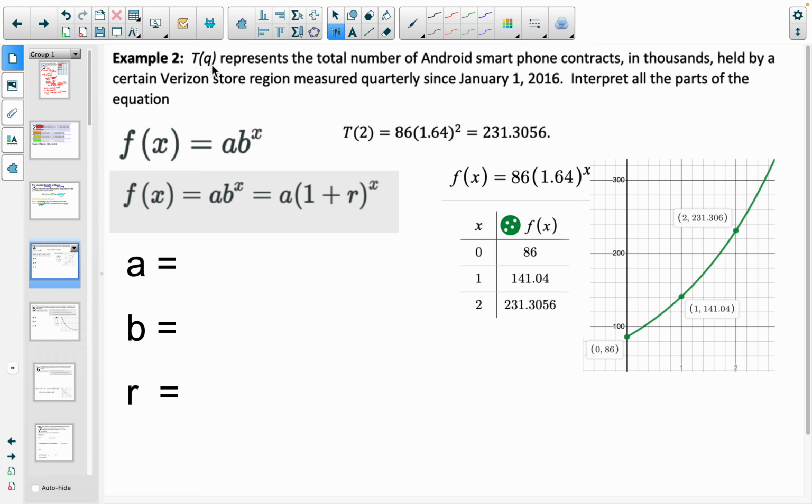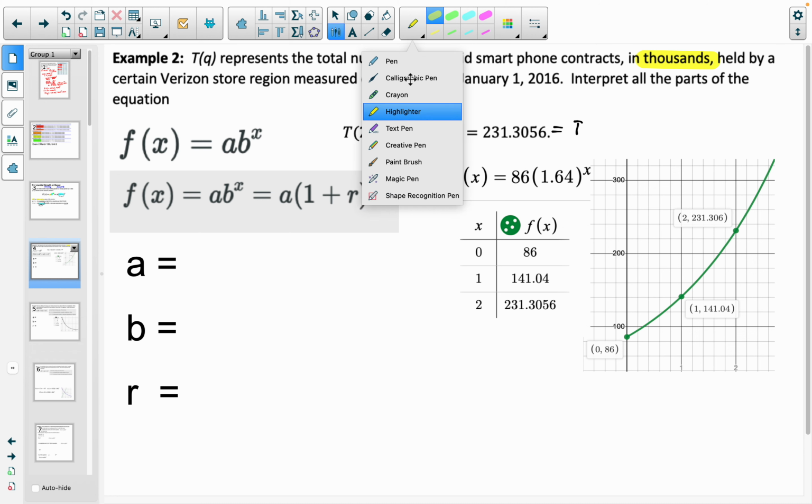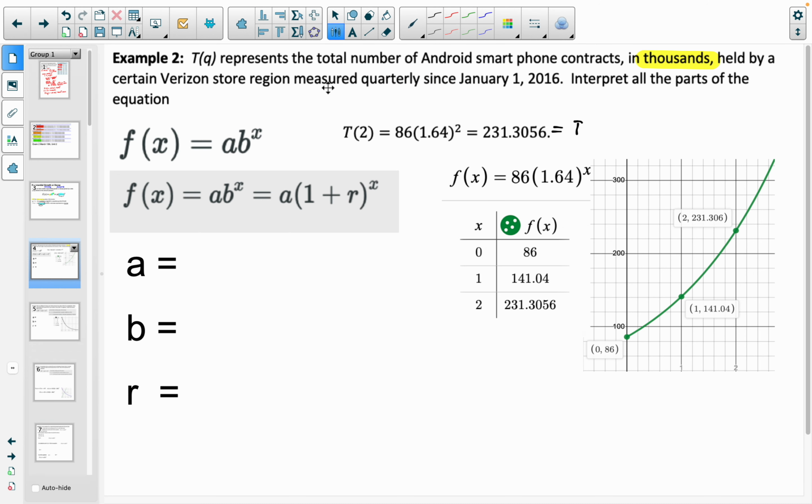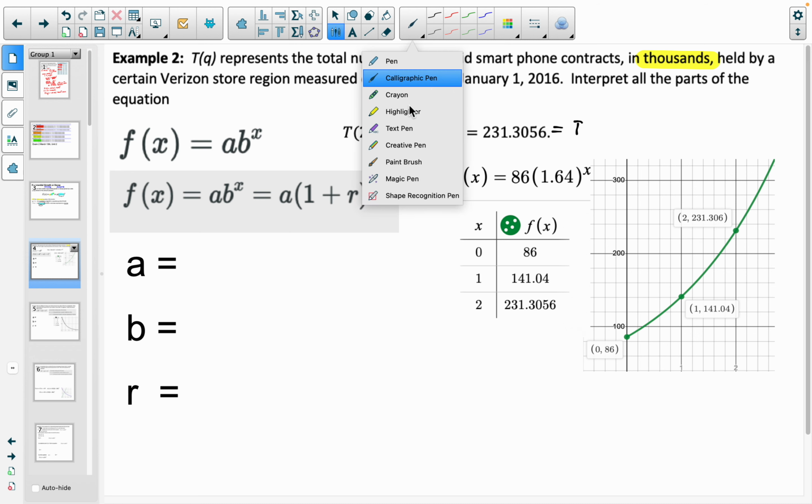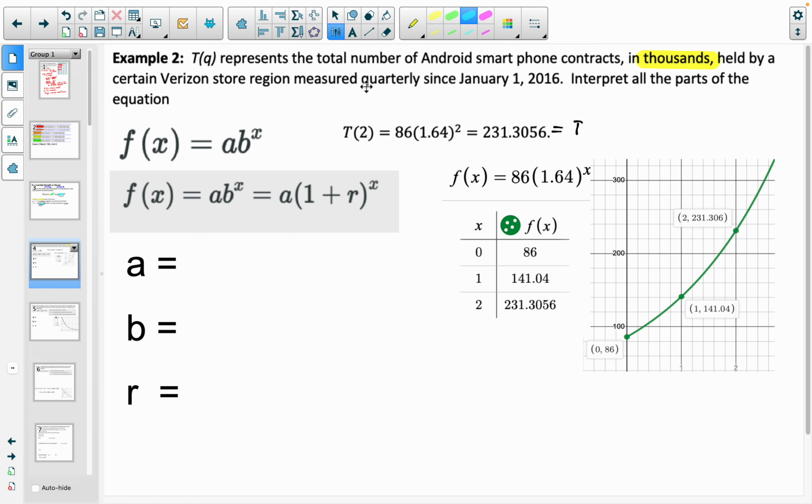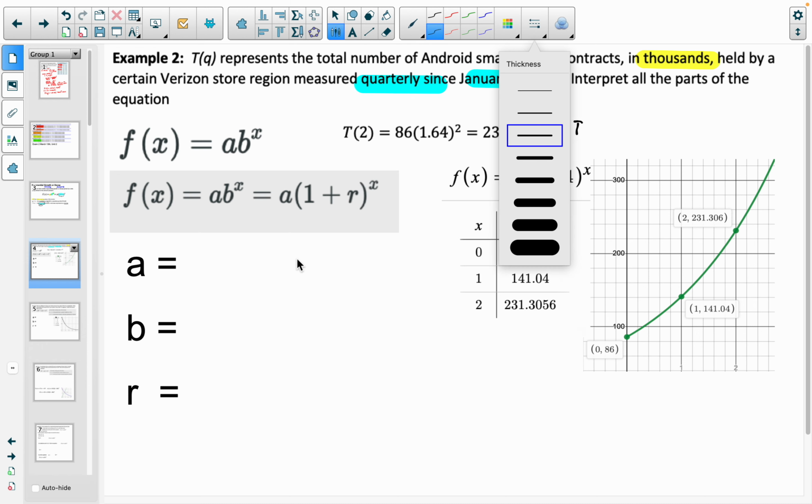We have here T of Q represents the total number of Android phone contracts in thousands. That's important when we interpret it. So that's in thousands that they hold at a certain Verizon store, and it's measured quarterly since January 1st, 2016. And it says interpret all the parts of the equation. So let's take a look at what we have here.